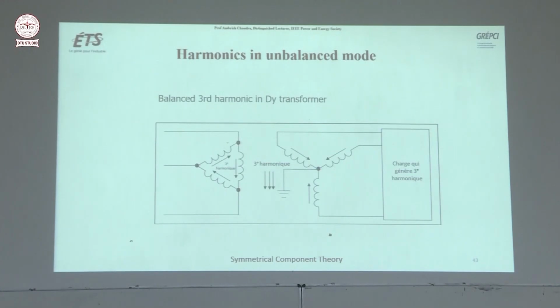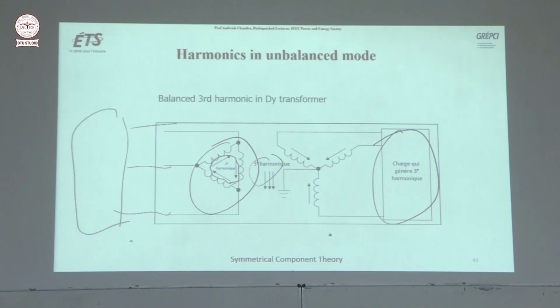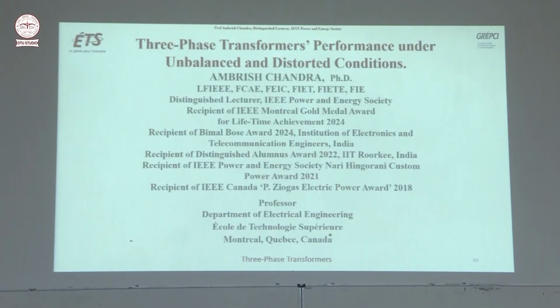Many times we will see that you have a non-linear load which is generating third harmonic. The third harmonic is trapped in the delta, so it will not come out here and will not pollute the network if you have a delta here. Okay, that we will see soon.